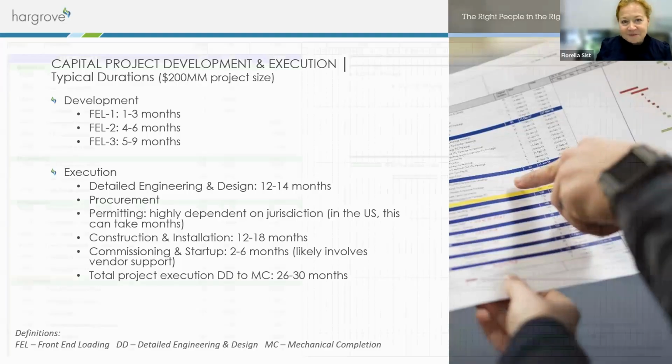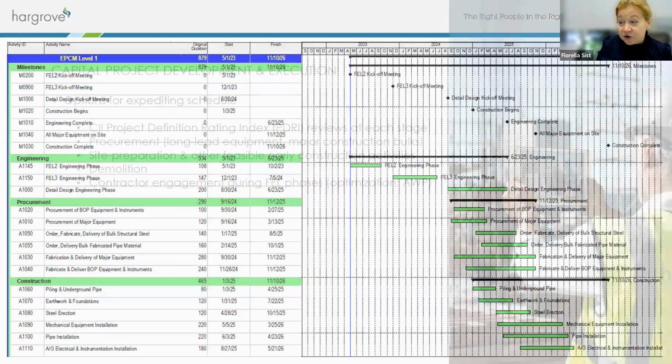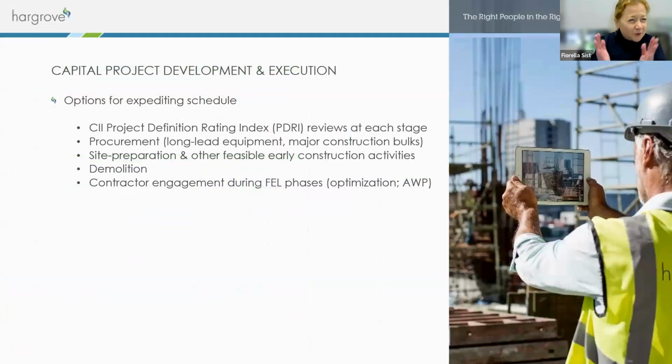All right. So here's a typical Gantt chart. It shows you that it's multiple years and what the stages are. Definitely, there's a bit of concurrence of activities going on there, but this just gives you a good snapshot. Now, can you compress that schedule? What are some of the things you can do to compress?